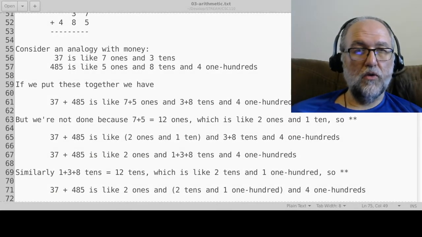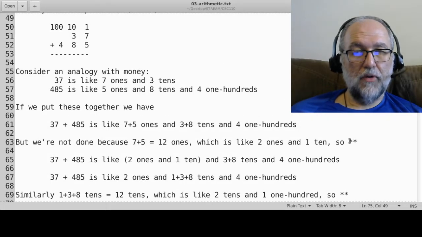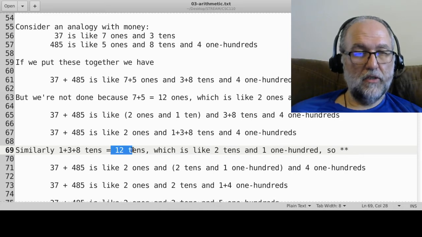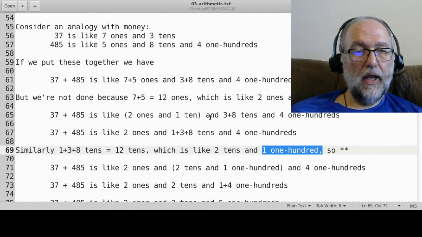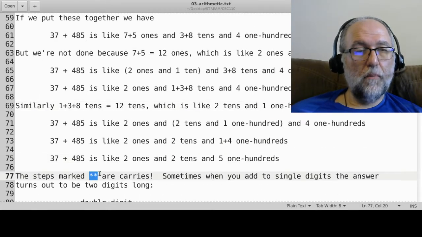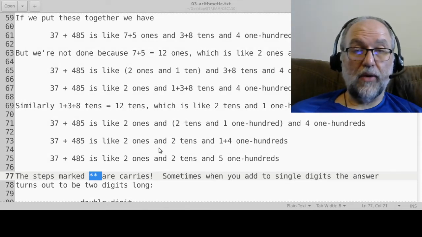I really went very carefully. You'll notice this step here, I put 2 asterisks there. That was the regrouping, where I had 12 ones and I replaced them with 2 ones and a 10. And then over here, I also had these 2 asterisks. I had another regrouping where I took the 12 tens and replaced them with 2 tens and a 100. Okay, and then I regrouped everything together and I got my final answer. Those regroupings are basically carries.